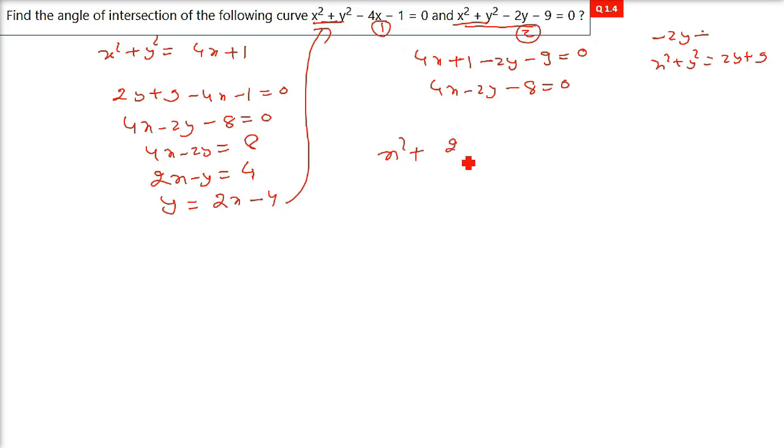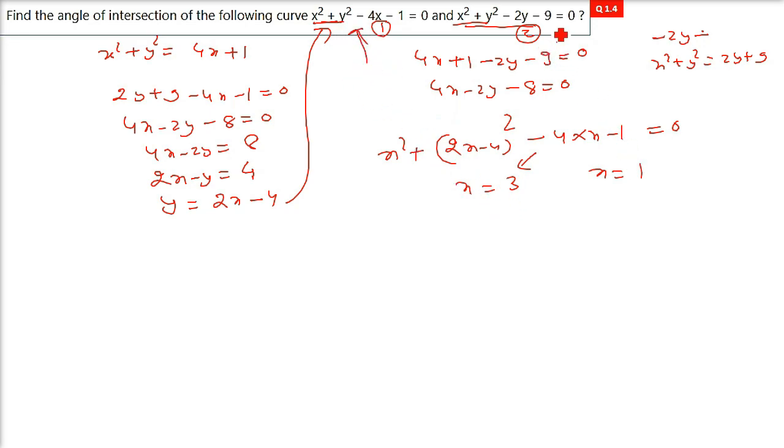So I am putting y equals 2x minus 4 in the first equation: x square plus (2x minus 4) whole square minus 4x minus 1 equals 0. I am not going to solve this. This is a very simple quadratic equation that you have solved multiple times. So you'll get roots, which are x equals 3 and x equals 1.